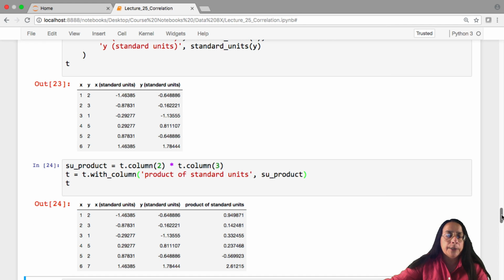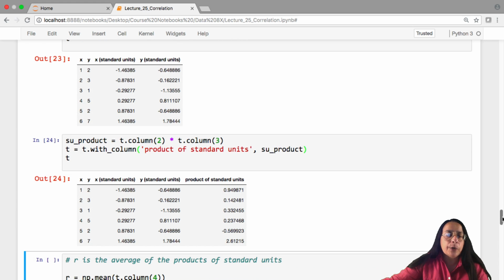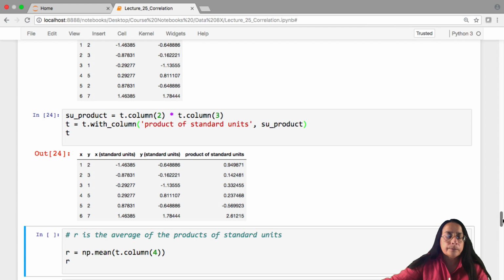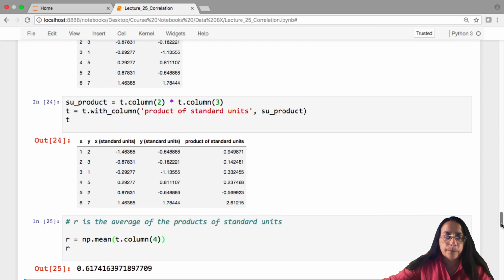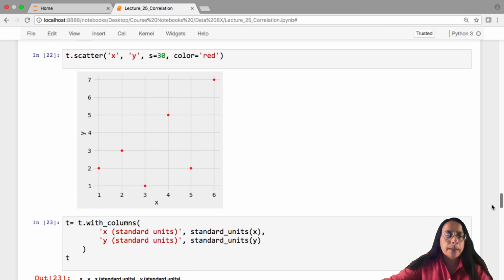R, the correlation, is the average of these products. R is the average of the products of standard units. I look at my table, I look at the product column, and I take the average of that. That's R. So what did we get? We got R equals about 0.61, 0.62. Does that make sense? Well, yeah, we had looked at these data and we said we would get a correlation that was positive but not 1. That's what we've got.